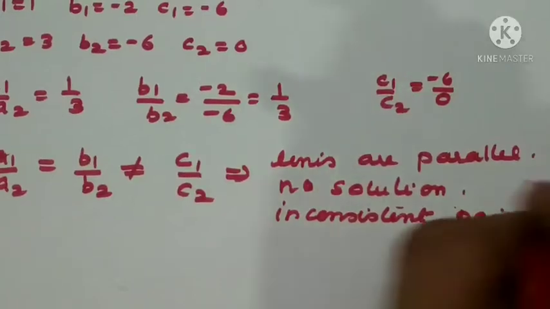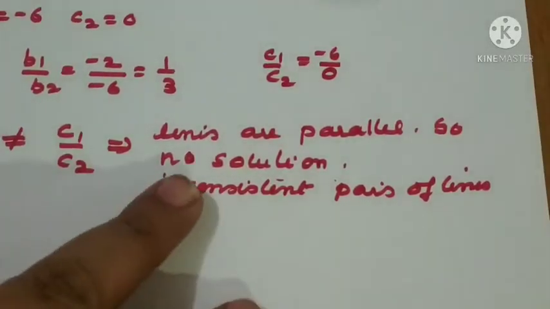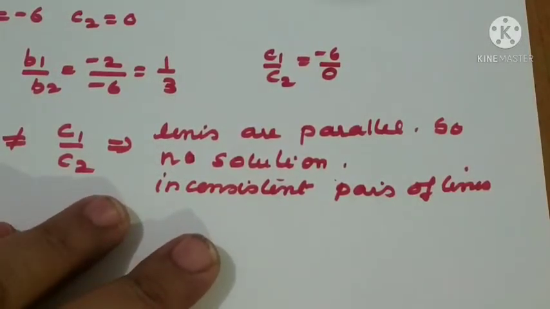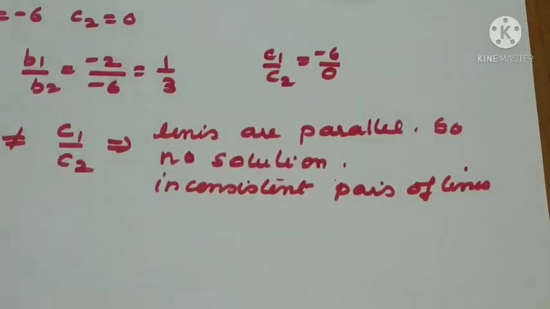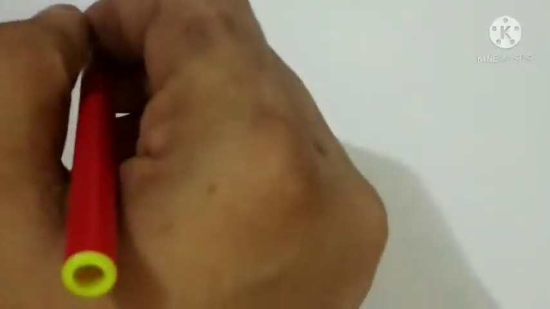So if it is consistent, then only we have to draw the graph. Now what is the conclusion we made? Lines are parallel, so no solution, and we can call it an inconsistent pair of lines. So if it is inconsistent, there is no need of drawing the graph. Now the third question.